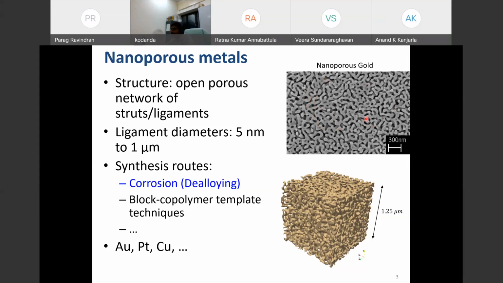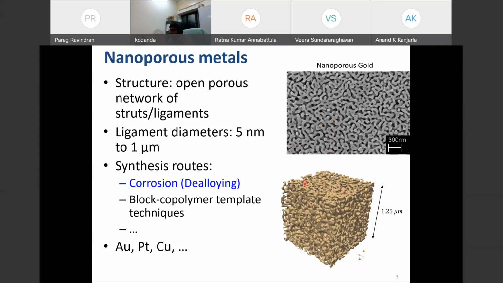So this is like a network, like our bread, you can imagine. And this is all one single connection, one single material. As you can see, this scale is 300 nanometers. In this particular example, the ligament size is on the order of 30 nanometers, but we can even go down to 5 nanometers too. And if we want larger ones, we can do post-processing of the as-produced synthesized structures and increase the length scale by coarsening through annealing.